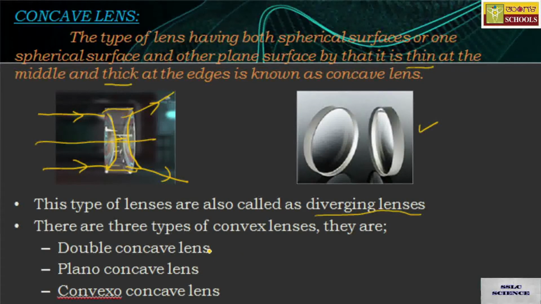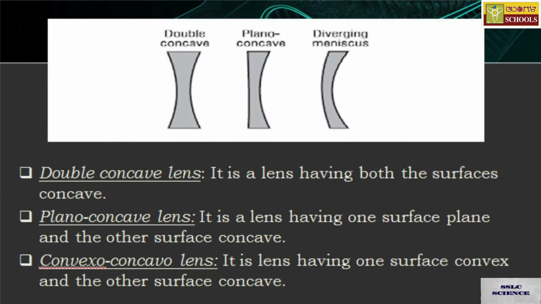Again, there are three types: double concave lens, plano-concave lens, and convexo-concave lens. Let us check those three types now. So the first one will be the double concave lens. Again, this is a type of lens having both surfaces concave. Both surfaces 1 and 2 are concave, and hence the name double concave lens. So this is the first one.